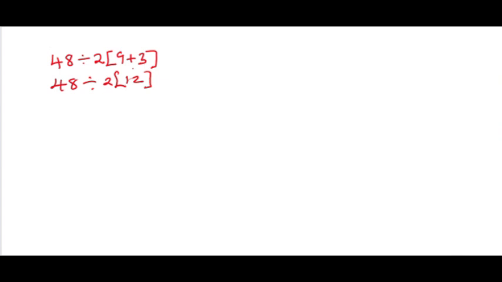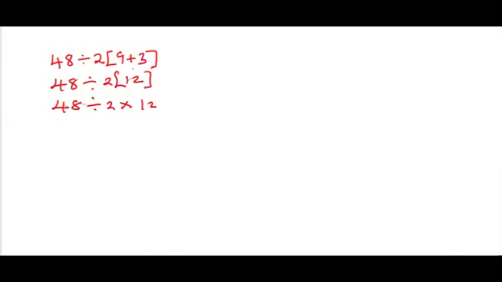Now don't open this bracket, because what we have inside the bracket is just one number. We don't have any operation inside the bracket any longer because what we have is a number. Therefore, we now have 48 divided by 2 times 12.